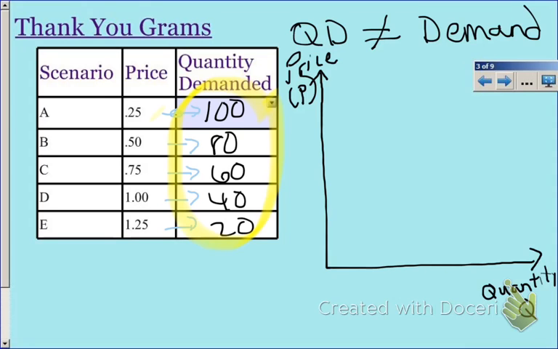Okay, so I'm going to take my data now and put it on these axes. So quantity, I have 20, 40, 60, 80, 100.